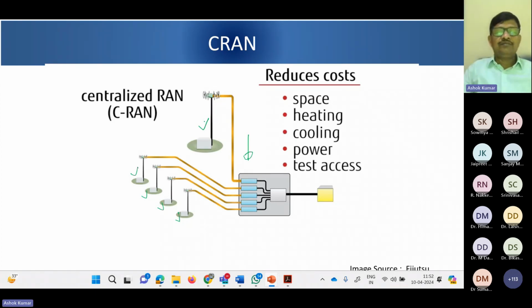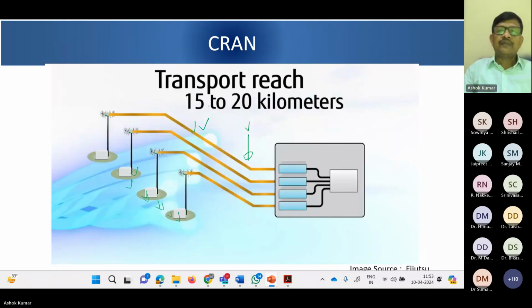Secondly, in case of any failure or any testing, one has to go to each site to look into, whereas in case of centralized deployment, those would be possible from one location. You can test all the BBU from one location itself, so it reduces the cost.